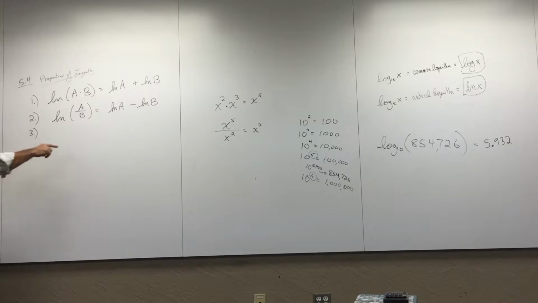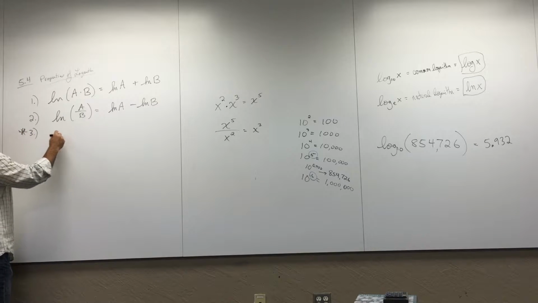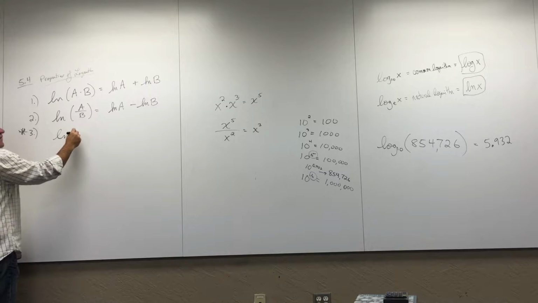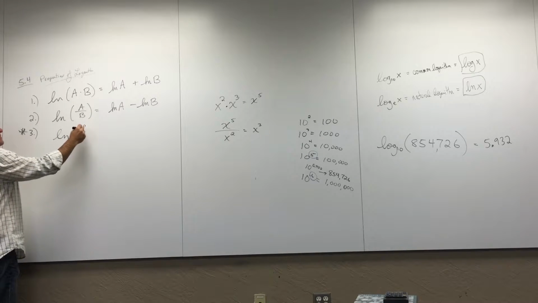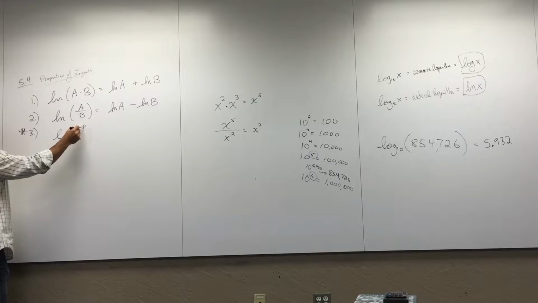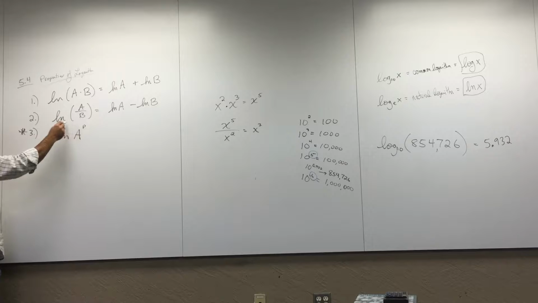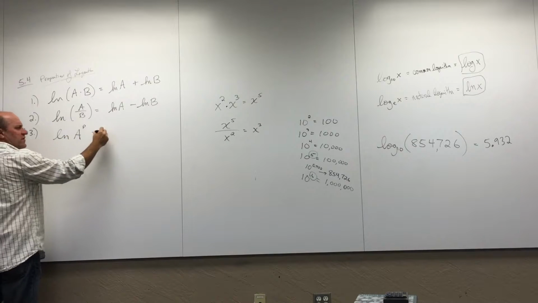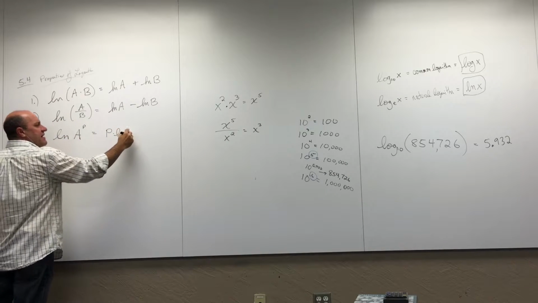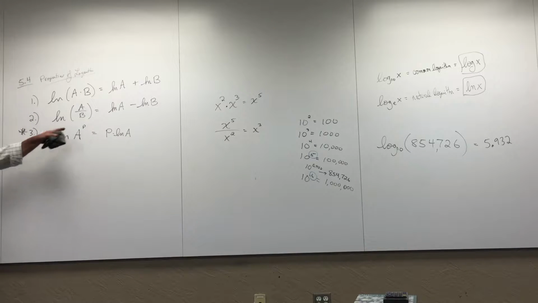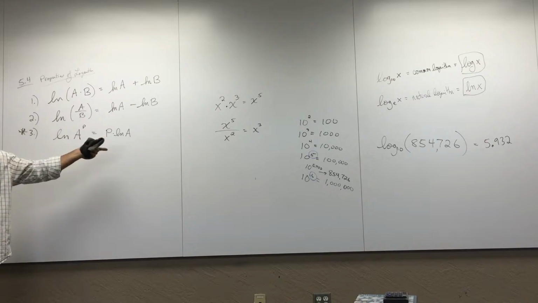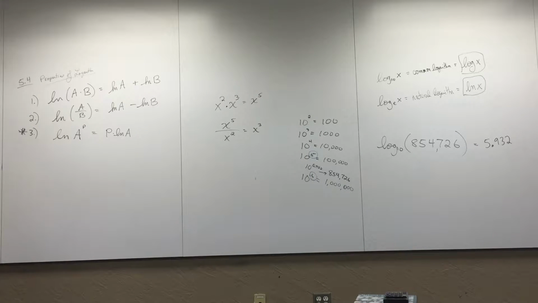Hey, there's one more cool property. This is my most useful one. I'm putting a little asterisk on this. It says this. When you have a log of something that has an exponent on it, you're allowed to take that exponent, p, I call it power, and multiply it down front. So it's p times the ln of a. When you have an exponent on what's in your logarithm, you're allowed to pull it down front and multiply it. Special properties of logarithms.